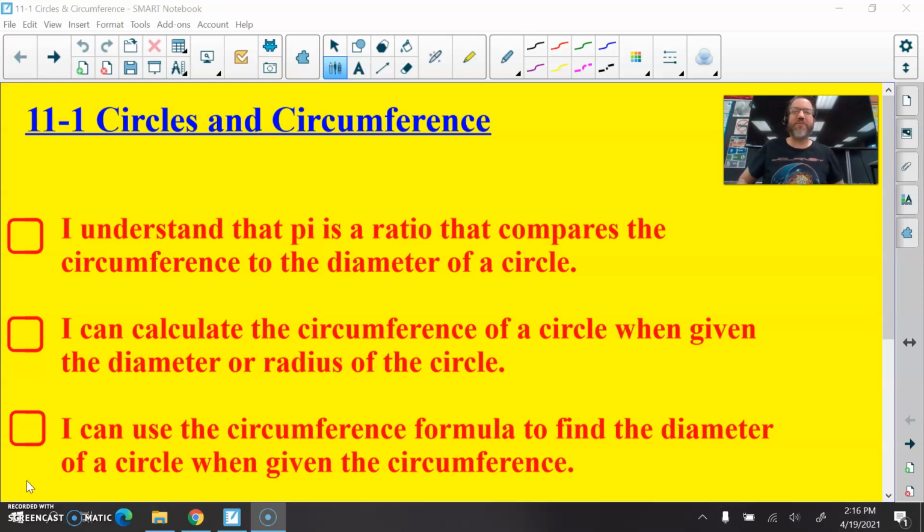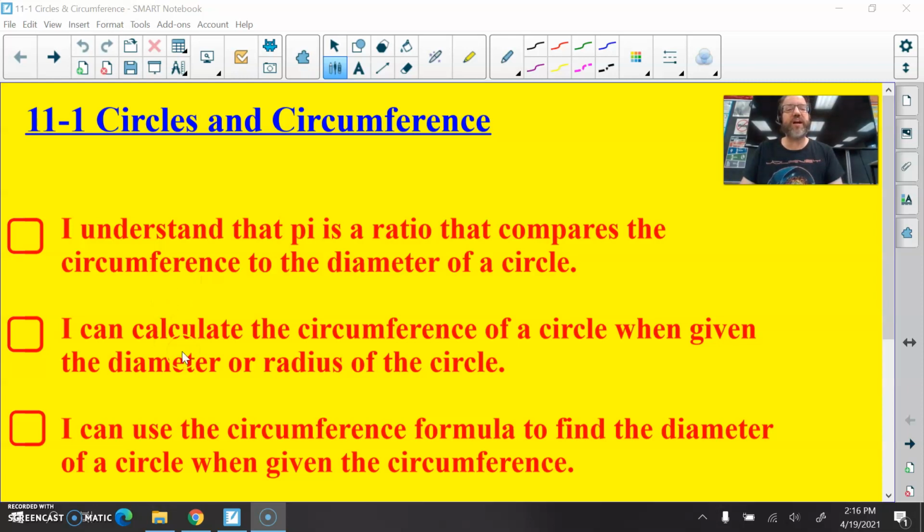All right, so anyway, today we're talking about circles and circumference. And so you're going to see some different terms today. One, you're going to need to understand that pi is a ratio that compares the circumference to the diameter of a circle. And we're going to talk more about what this all means because you might be thinking, well, what does that even mean? Circumference is just like a fancy word for the perimeter or distance around a circle. So think of that word as being just the same as perimeter, only for circles.